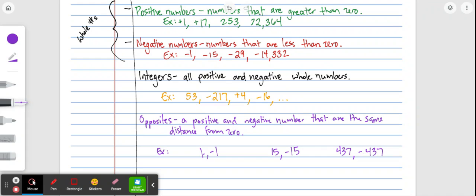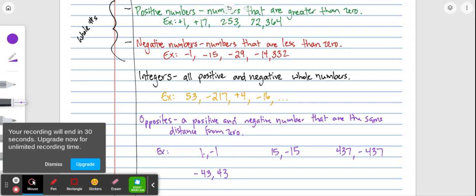Here's another example. Maybe you have -43 and +43. It doesn't matter which one comes first as long as you have the negative version and the positive version. They are opposites. They're a pair. Okay, and they go together. So like maybe -3,420 and +3,420. These are opposites. All right.